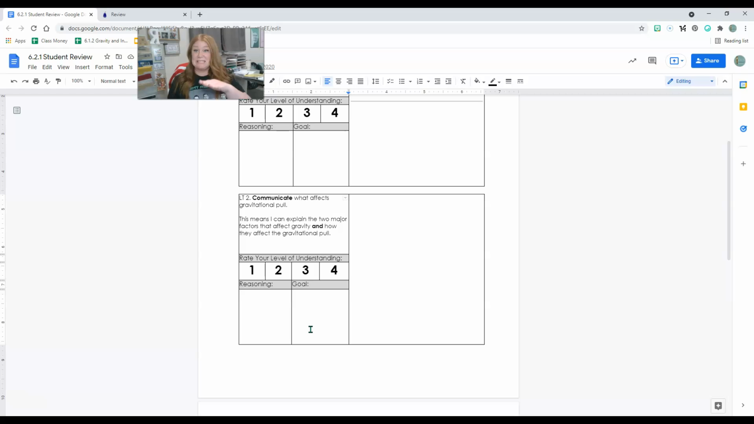So mass and distance. So what is your goal? Do you need to write in complete sentences? Do you need to explain more? What is your goal? So go ahead and complete that section.